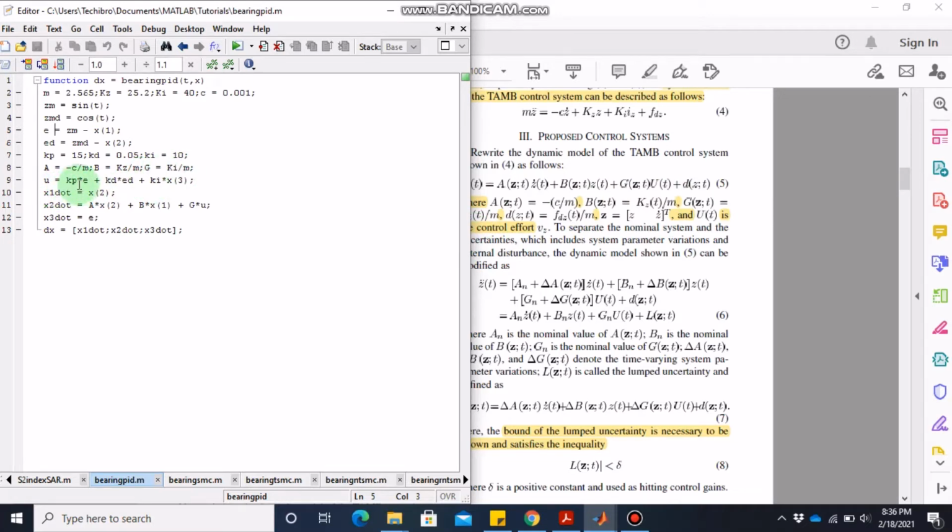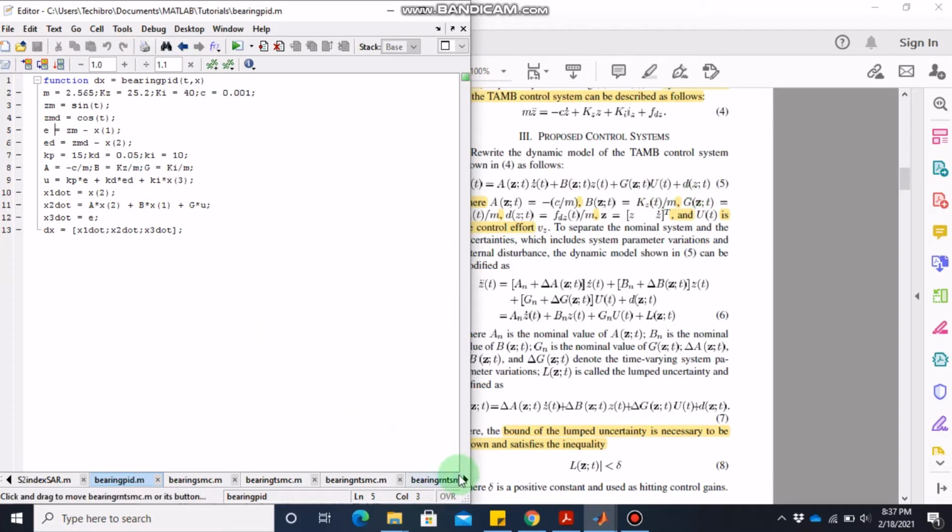U is equal to Kp times error plus Kd times derivative of error plus Ki times x3, which is basically the integral state. The derivative of x3 is equal to error. That means that the x3 state is equal to the integral of error. Then this is the PID control, and this x1 dot is equal to x2 and x2 dot is equal to, like this is z dot is equal to the second state, and the z double dot is equal to the derivative of the second state, and the first state is z itself. So this equation is the same as equation 5 with zero disturbance.